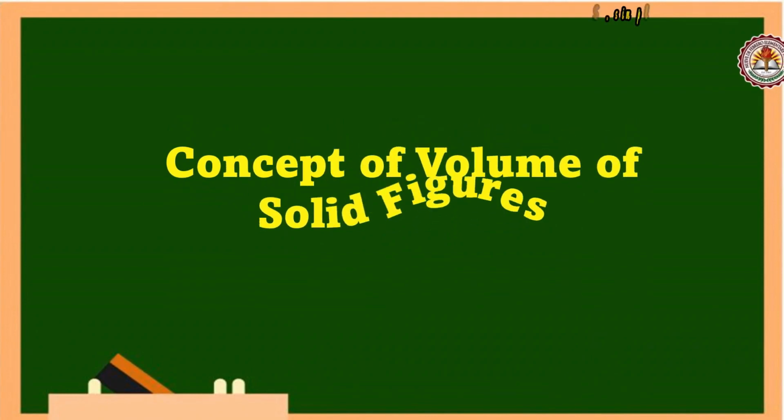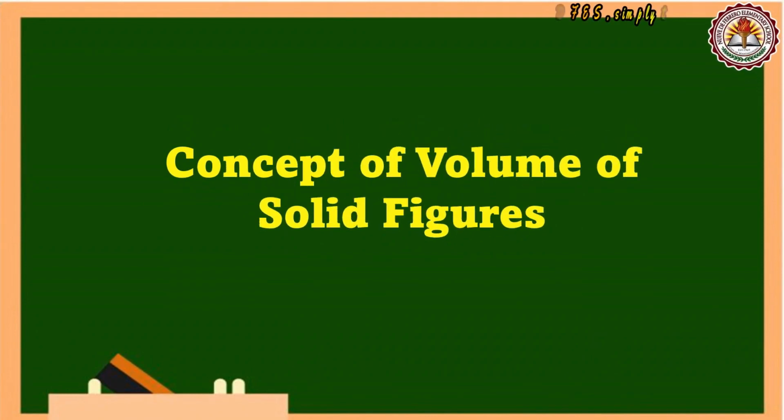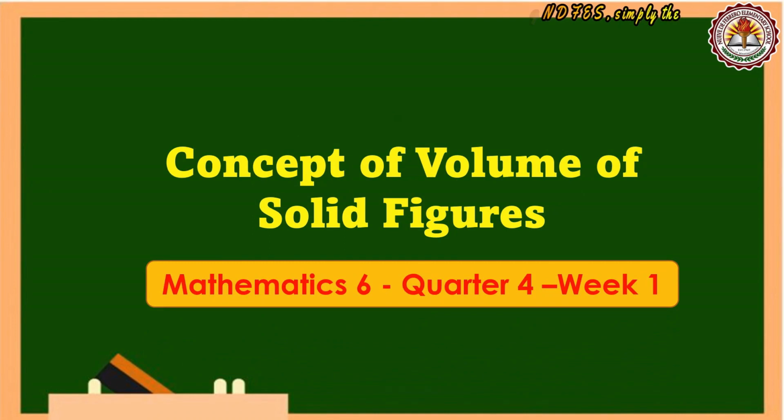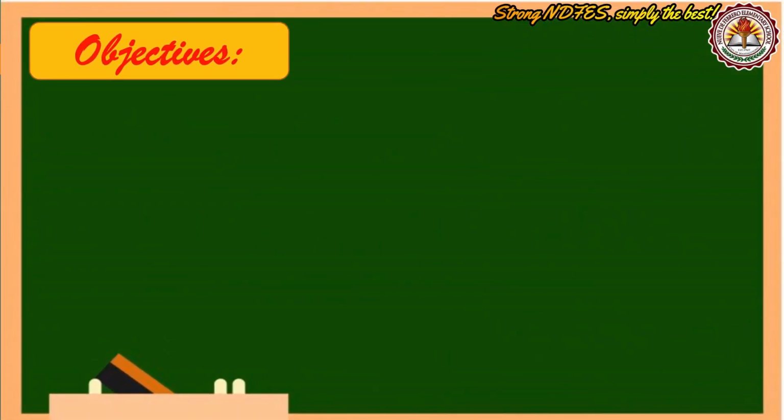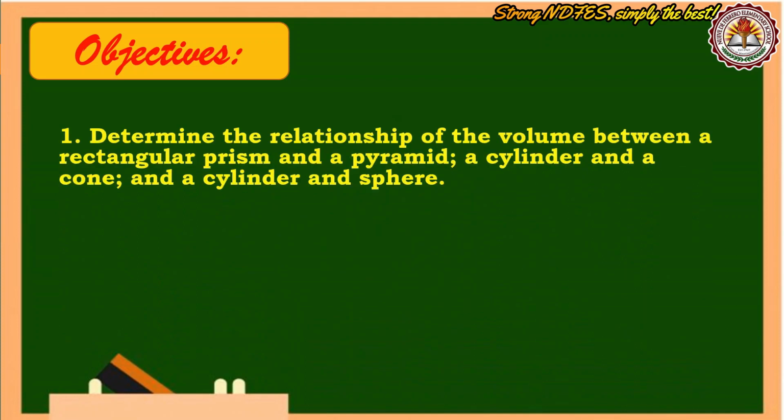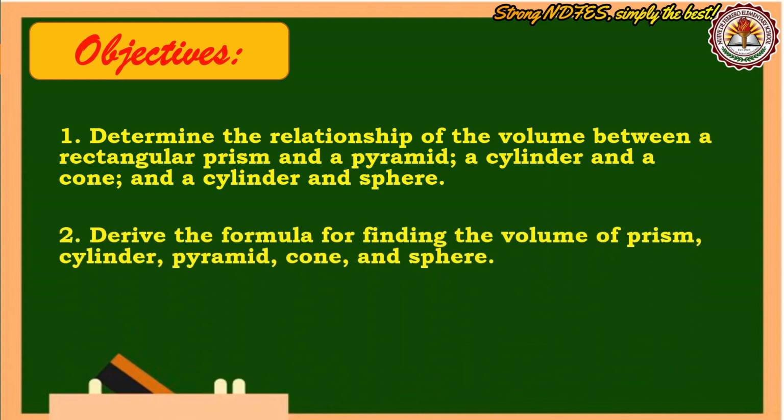Our topic for today is about the concept of volume of solid figures. This is Mathematics 6 Quarter 4 Week 1 lesson. Let us know the objectives of this lesson. At the end of this lesson, you are expected to: number 1, determine the relationship of the volume between a rectangular prism and a pyramid, a cylinder and a cone, and a cylinder and a sphere. Number 2, derive the formula for finding the volume of prism, cylinder, pyramid, cone, and sphere.